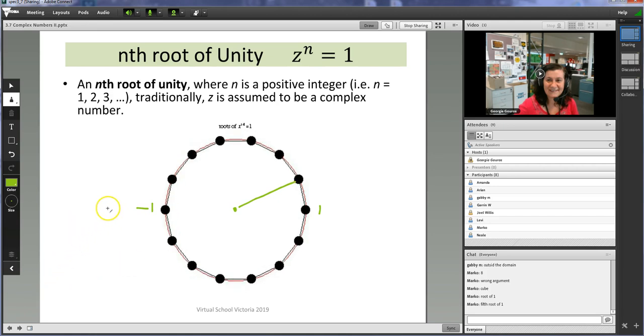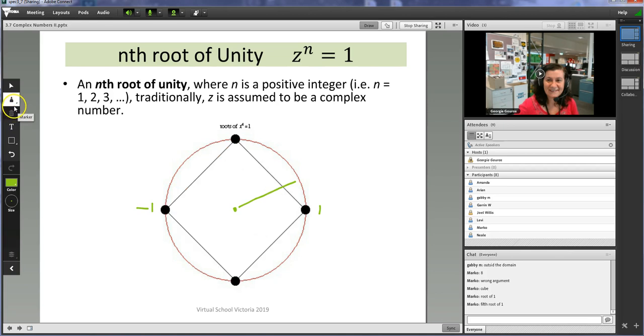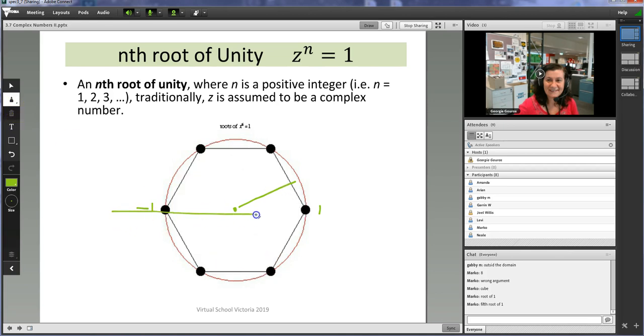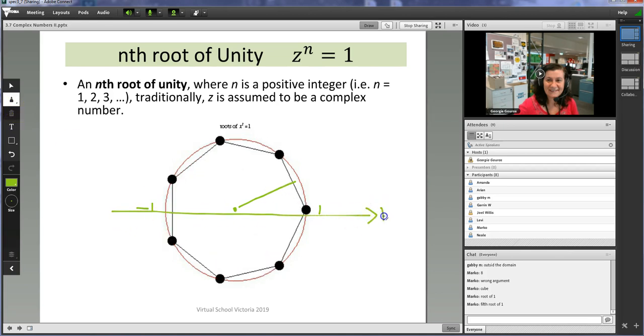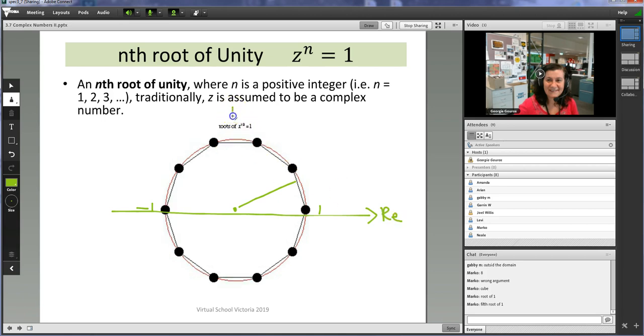Okay. Oh, I should actually draw the real and the imaginary axis here maybe. So that's the real, and there's the imaginary.